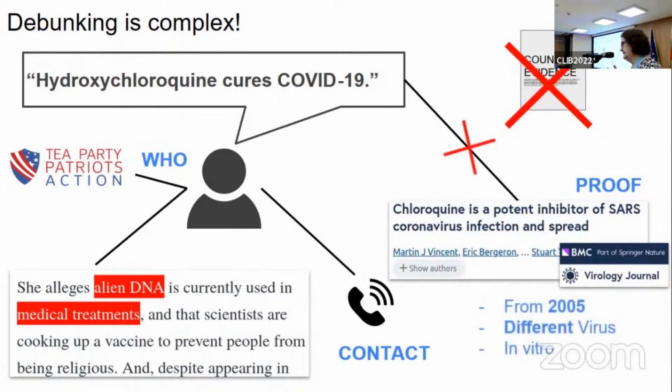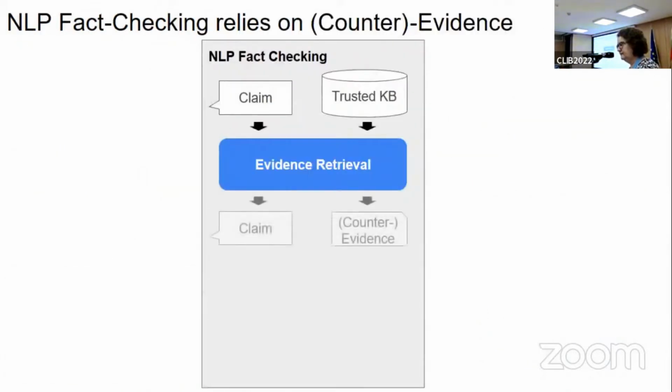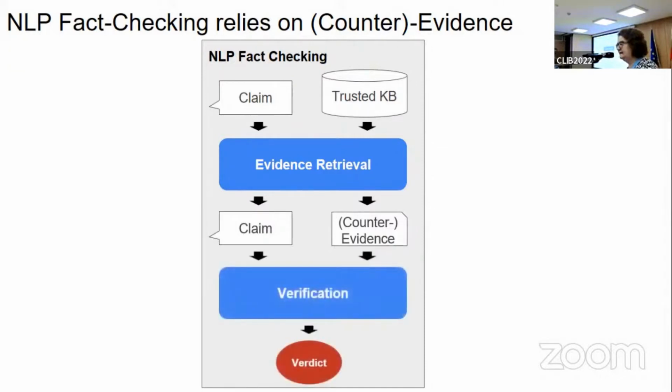And then they can say they have debunked this claim by consulting these different sources of information, performing some reasoning over the evidence they have found, and making an inference that the claim is false. So just to put it into perspective for NLP, you typically have this architecture: you have a claim, you have a trusted knowledge base, you retrieve counter evidence for your claim, and then you can verify.